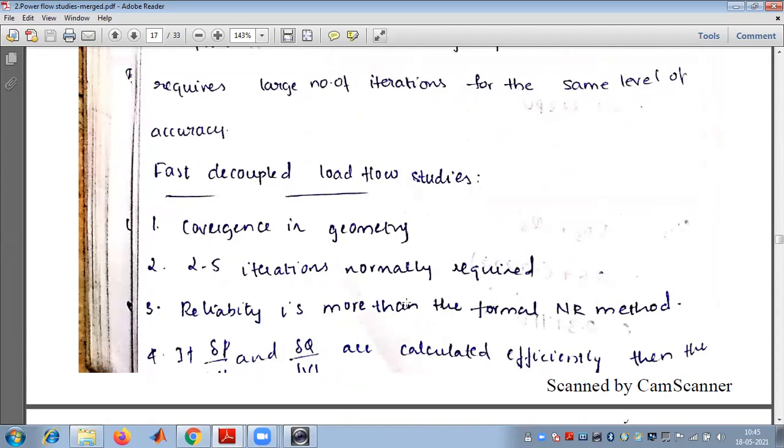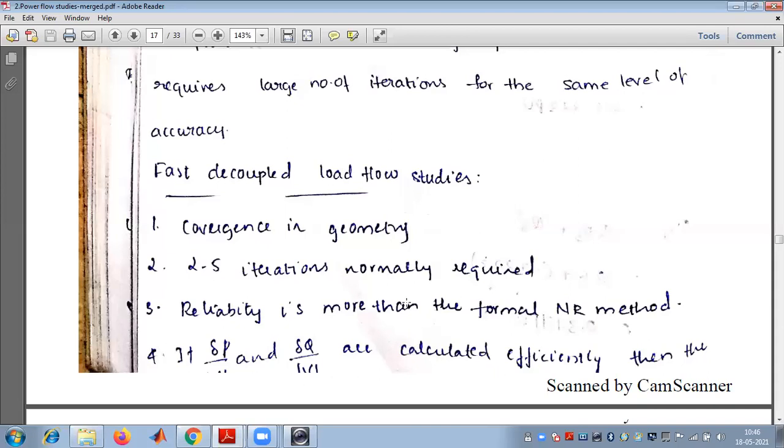When we talk about convergence as a reference point, the Gauss-Seidel method has linear convergence, the Newton-Raphson method has quadratic convergence, and fast decoupled load flow studies have geometric convergence. Obviously 3 to 5 iterations may be taken by the Newton-Raphson method to compute the answer, but in the decoupled load flow studies 2 to 5 iterations are normally required. And the third point is that reliability is more than the formal NR method.